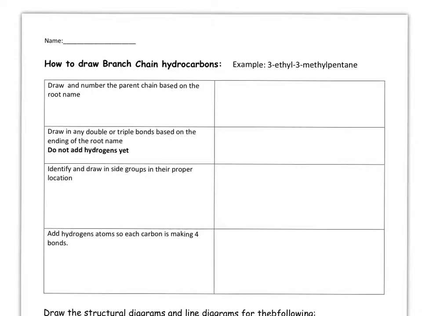The first thing we want to do is draw and number the parent chain. Looking at our name, we see a pentane here at the end. That means we have 5 carbons, and so we'll have something that looks like this, and then we can just number them from left to right. The next step is to draw in any double or triple bonds based on the ending of the root name. Because it's a pentane, an ANE, we know we do not have any of those.